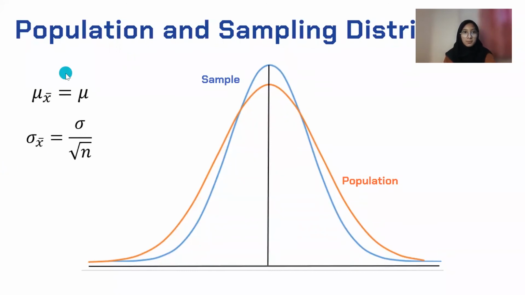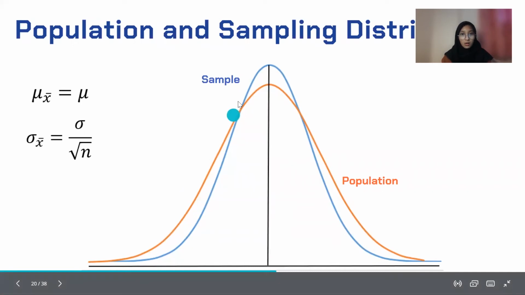So look at this slide, population and sampling distribution. As I said before, the average of the sample mean is equal to the average of the population, and the standard deviation of the sample mean is equal to the standard error of the population. We know that the standard deviation of the population is more than that of the sample, and that's why the curves are a little bit different. The sample curve is taller and narrower than the population curve.